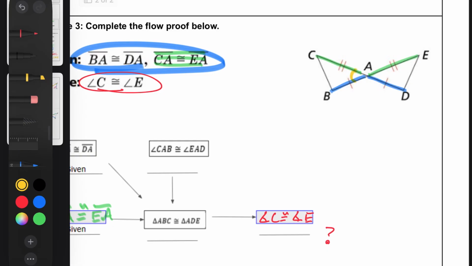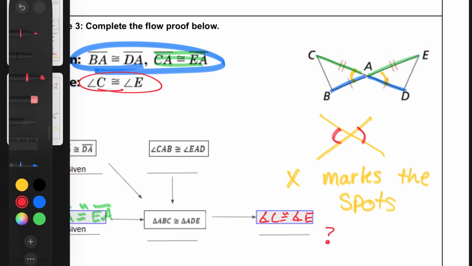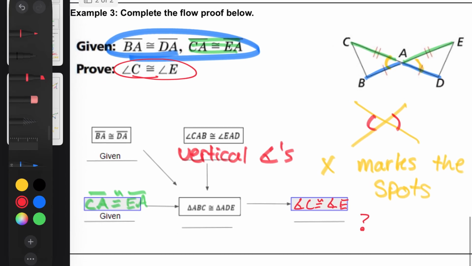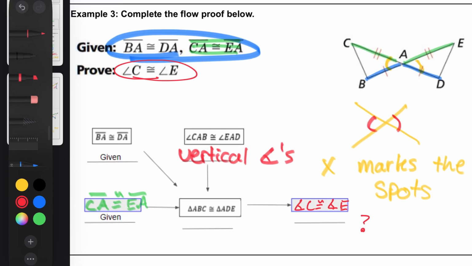So CAB is right here, EAD is right here. Those two angles, if you think about it, X marks the spot. They are vertical angles. Vertical angles are congruent. So we are going to write that on that line. Vertical angles. It says that they're congruent. Okay? And then we're able to prove the two triangles congruent.